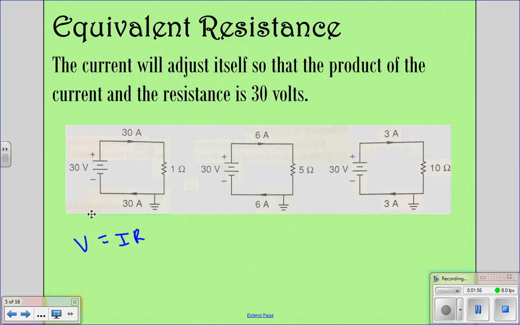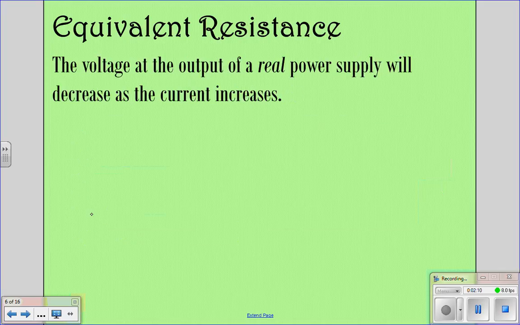So the algebraic sum of the volts around a closed loop is always going to be 0. The voltage at the output of a real power supply is going to decrease as the current increases. So if you have a real power supply, as your current increases, your voltage is going to have to decrease.